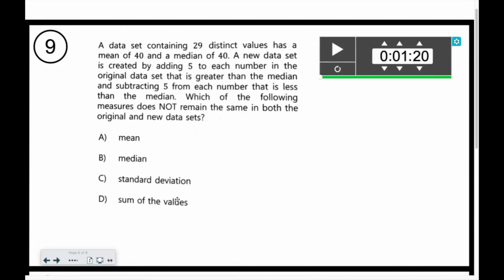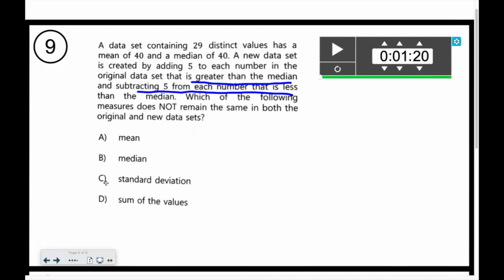All right, we have a data set, 29 distinct values, so different values, that has a mean of 40 and a median of 40. The new data set is created by adding 5 to each number that is greater than the median and subtracting 5 from each number that is less than the median.